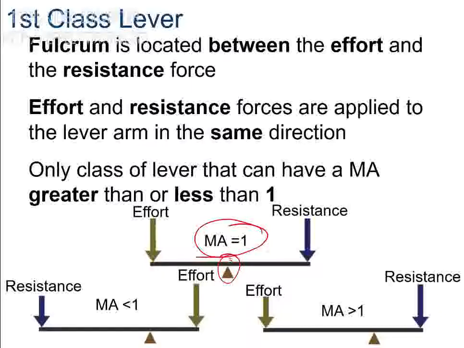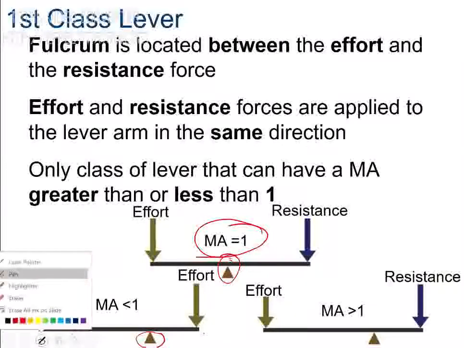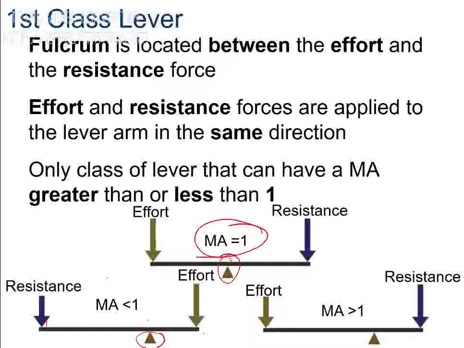For example, if this fulcrum is nearest to the effort, when you compare the distance of load and distance of effort, the distance of load is greater than the distance of effort. At this time, the mechanical advantage is what? Less than 1. Therefore, it's a speed multiplier. It multiplies what? Speed.